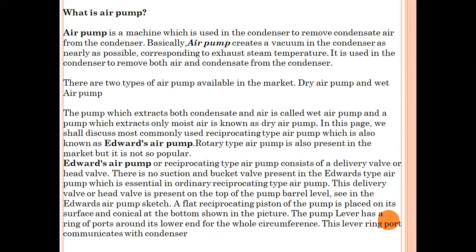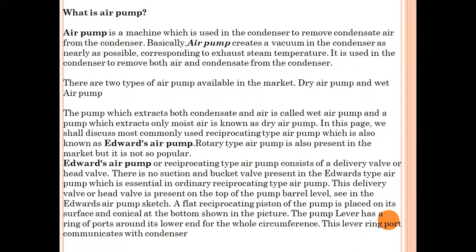First one, wet air pump and dry air pump. The pump which extracts both condensate and air is called a wet air pump, and the pump which extracts only moist air is known as a dry air pump.